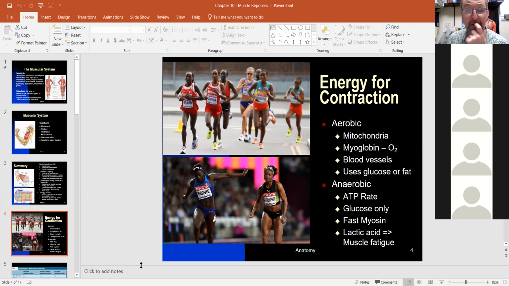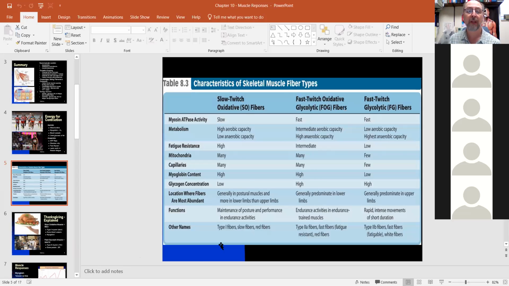And so there's these different types of muscle. Slow oxidative, these are found in the postural muscles, partly in the legs. They're doing endurance activities. They have all these features, this high aerobic capacity, but they really can't contract so fast.